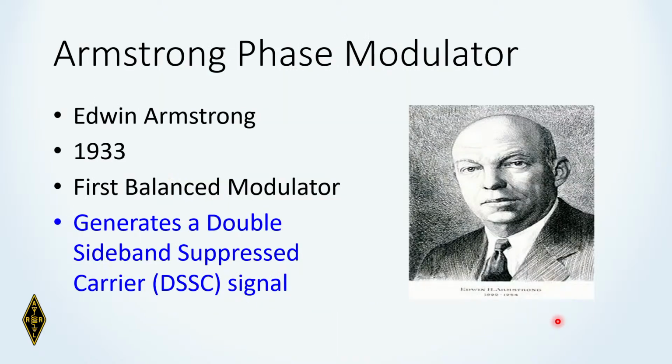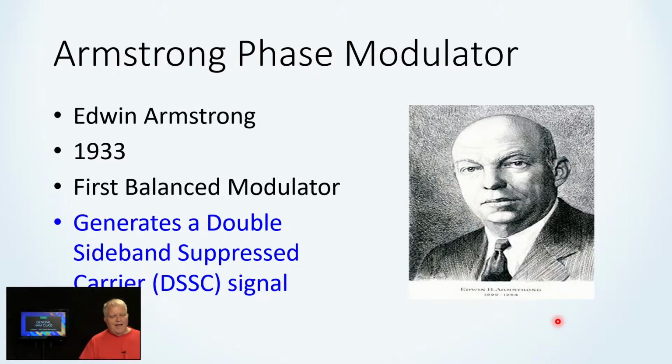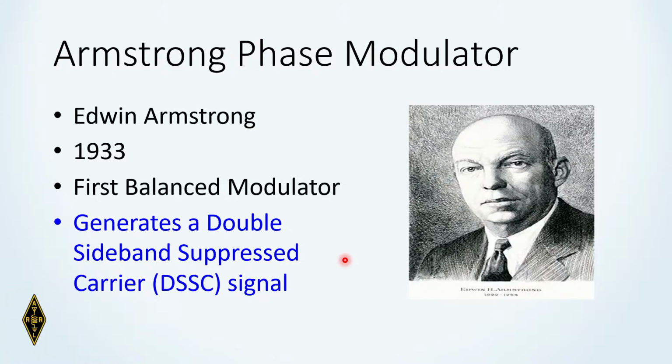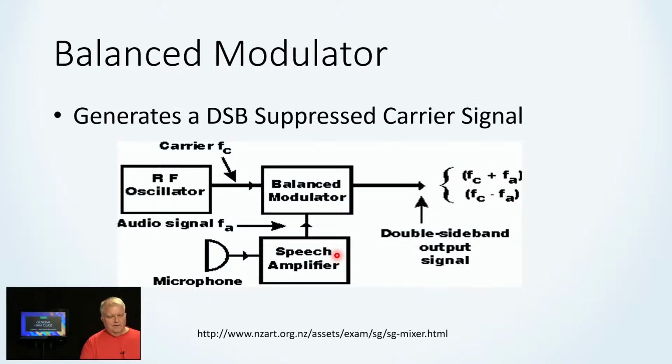Later on, Edwin Armstrong invented something called a balanced modulator. That was in 1933, so a number of years later. And the beauty of the balanced modulator is that it generates a double sideband suppressed carrier signal. What are you talking about? Remember, AM has a carrier and an upper sideband and a lower sideband. Well, if you process it through a balanced modulator, you get the upper and the lower sidebands, but the carrier goes away. And it looks like this. You have a speech amplifier down here, you have an RF oscillator here, and by putting it in the balanced modulator, you get upper sideband and lower sideband and no carrier.